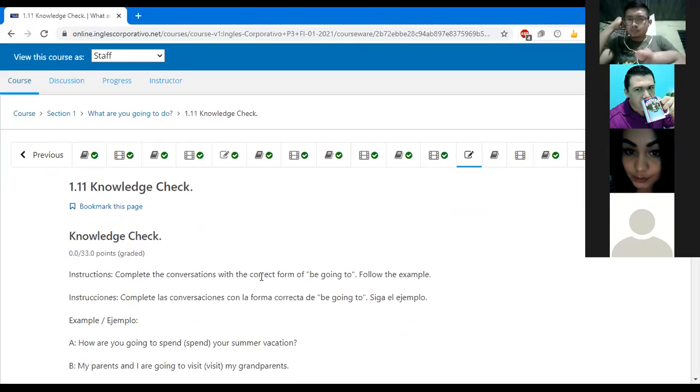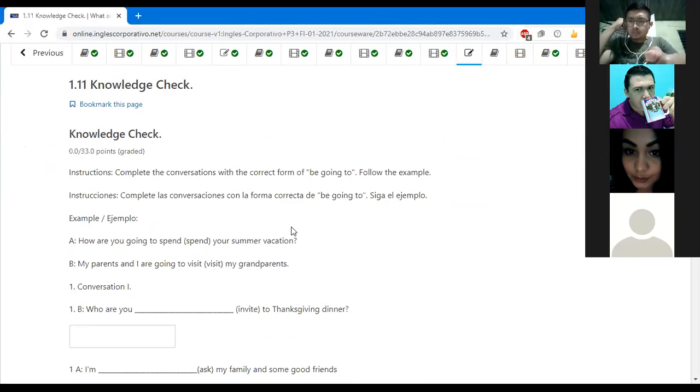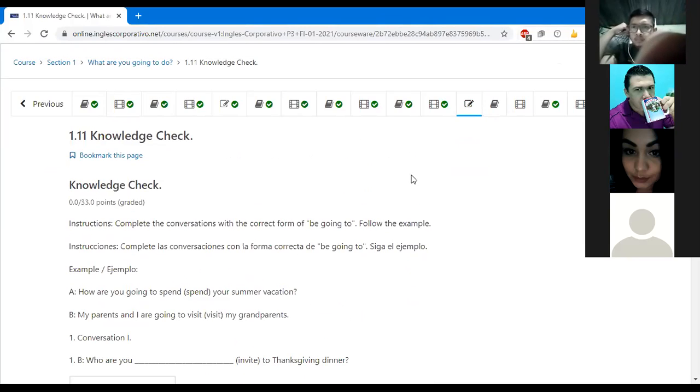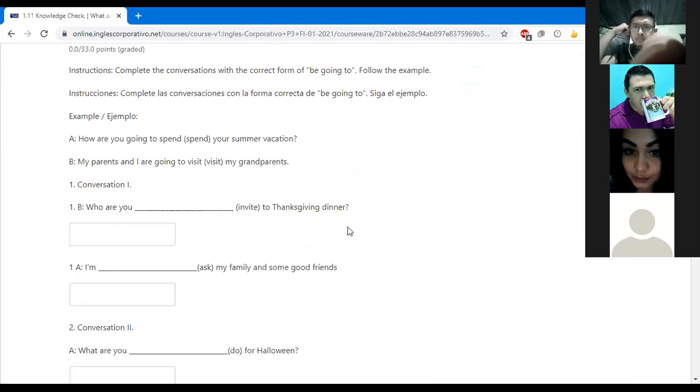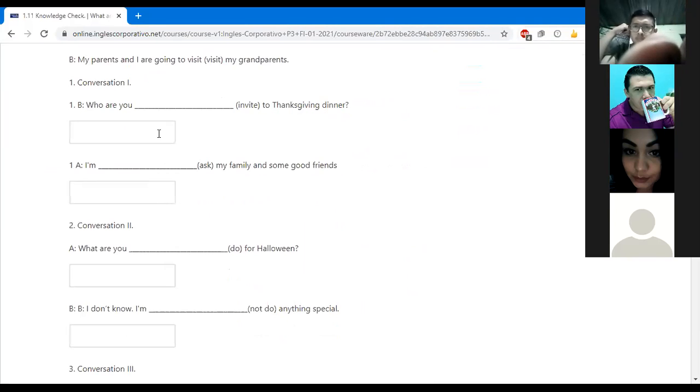Now let's see, there is an exercise here. I don't know if you have questions. ¿Tiene alguien preguntas de los knowledge checks o de la plataforma before, antes de continuar con el knowledge check? No? Okay. Then we're going to do the knowledge check to see the exercise about going to. And then we check our answers.